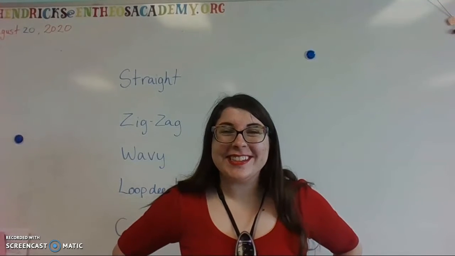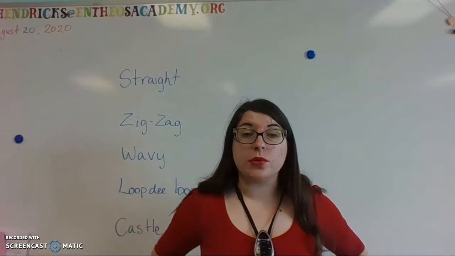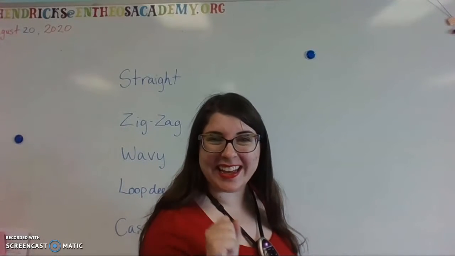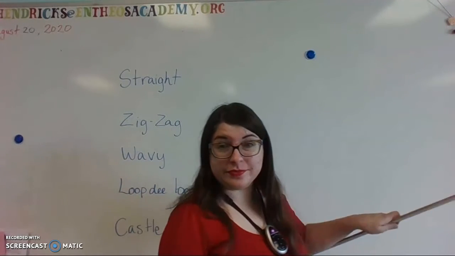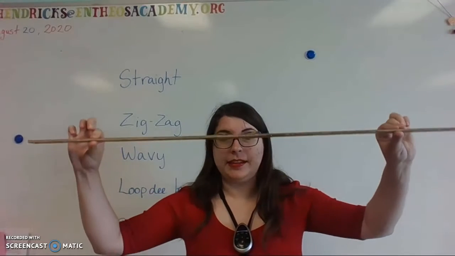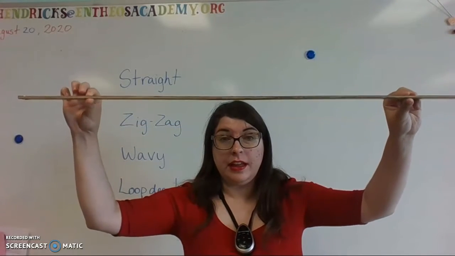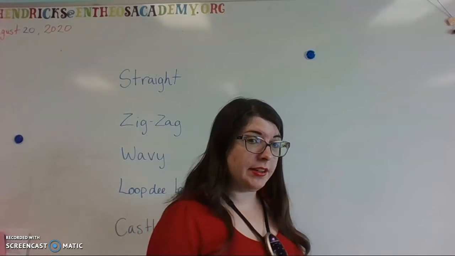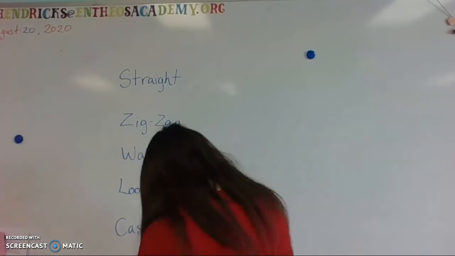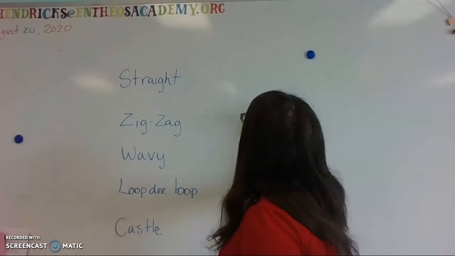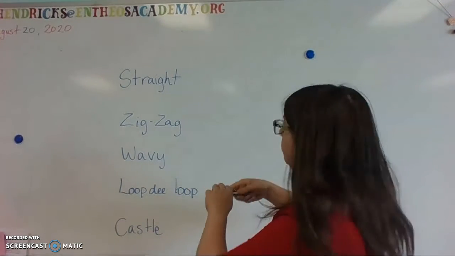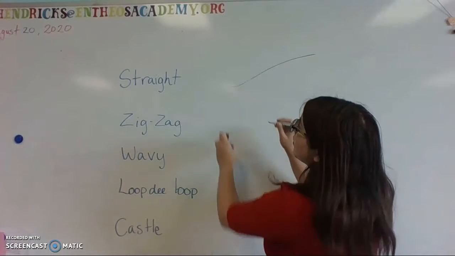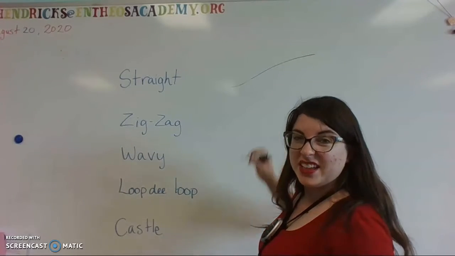Hello, first graders. Today we're going to talk about one of the most important elements of art, and that is a line. A line we normally think of as something long and straight. If you want to take a very simple definition, a line is a dot that moves along a path. A line can be a lot of different things.